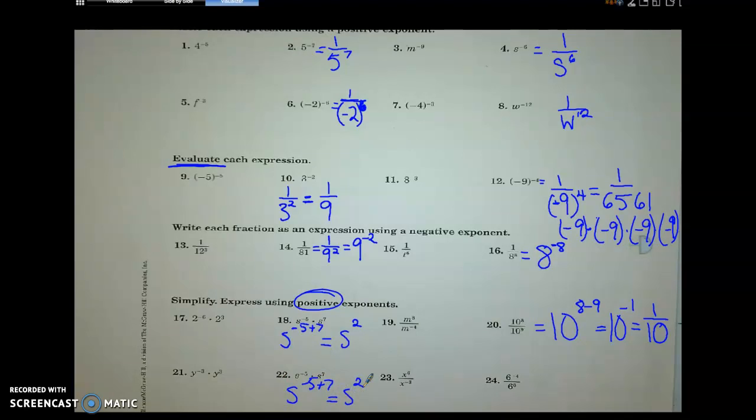Then number 24. Okay, so looking at our division rule first. So if I take 6 to the negative 4 minus 8, that's going to be 6 to the negative 12. Then I'm going to turn it into a fraction. 1 over 6 to the 12th power.